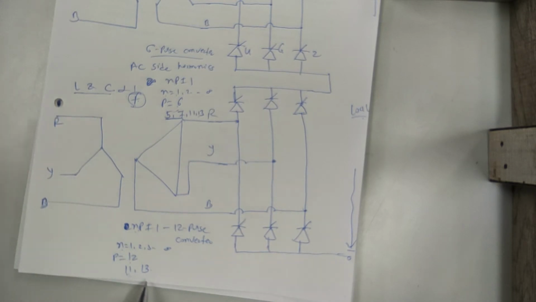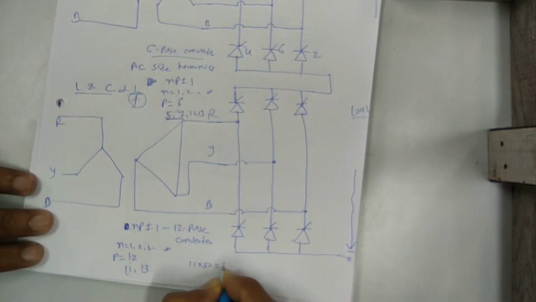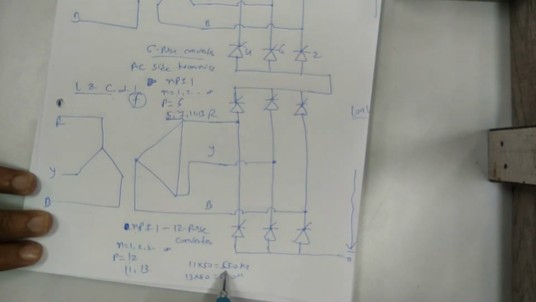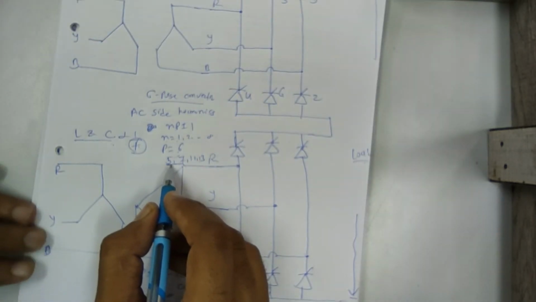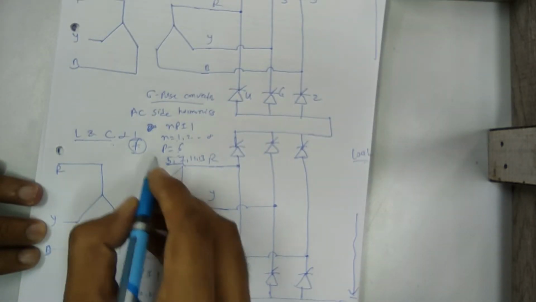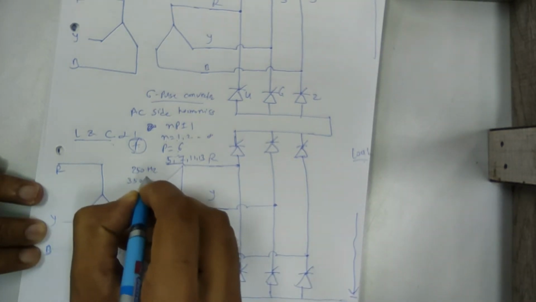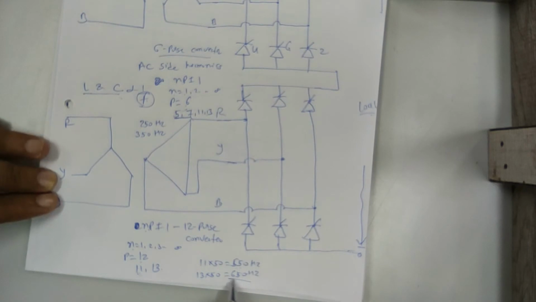11 multiplied by 50, where 50 is the fundamental frequency. So 11 multiplied by 50, it is 550. Clear? And 13 multiplied by 50, so it is 650. So you design this L and C for the 550 and 650 hertz frequency. Clear? And here in the 6 pulse converter, the dominant harmonic is 5th and 7th. So 5th order means 250 hertz and 7th means 350 hertz.